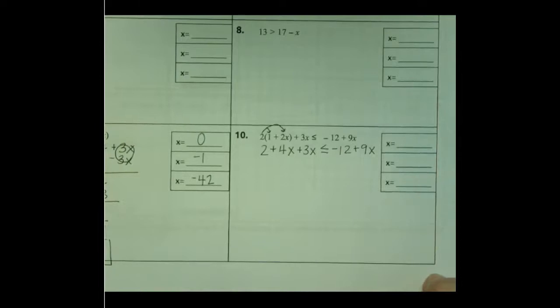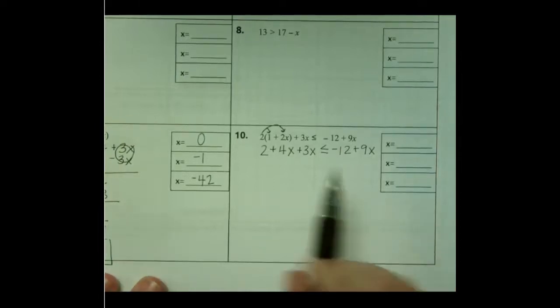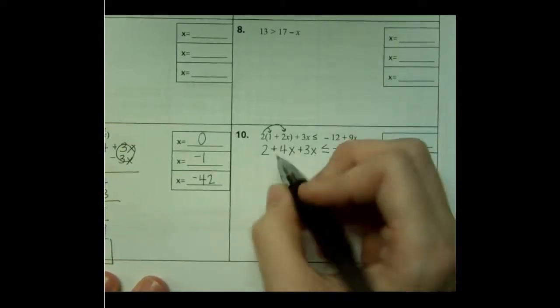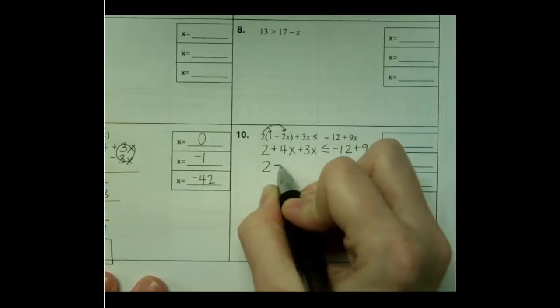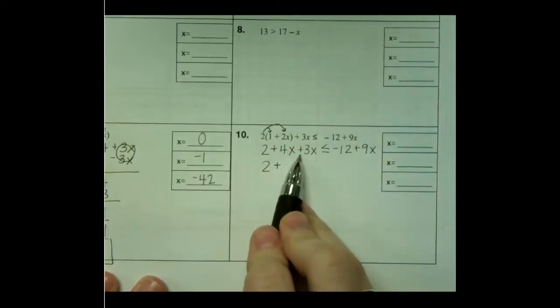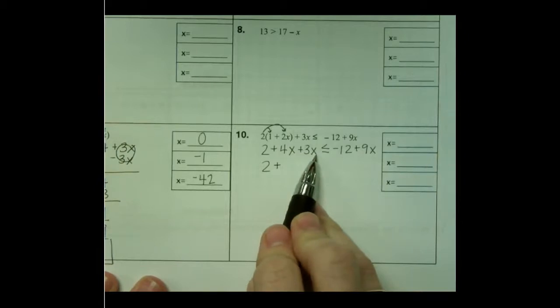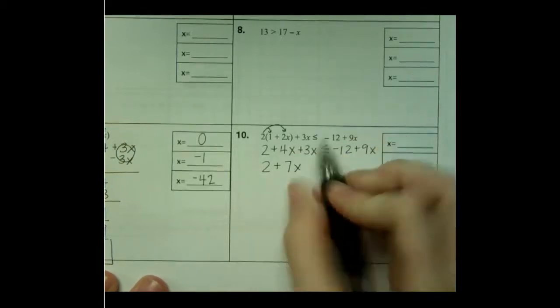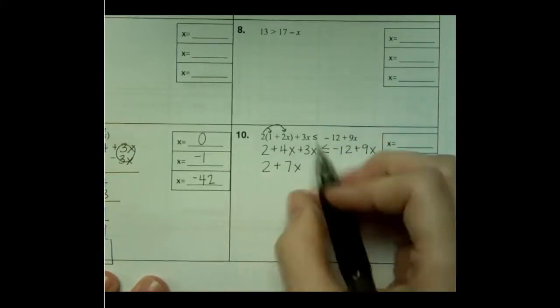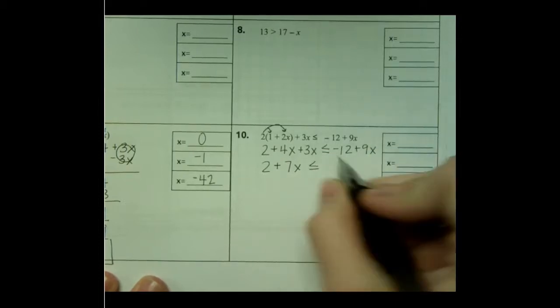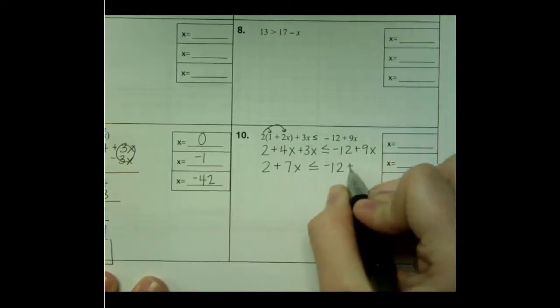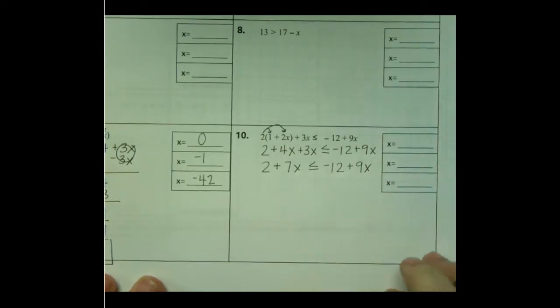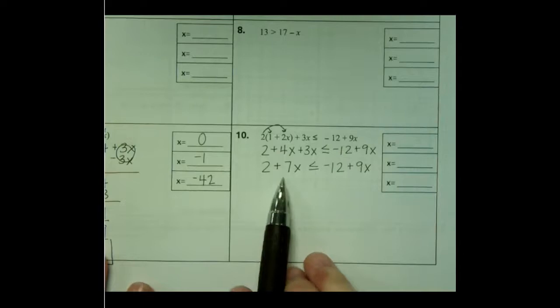Okay, before I start moving these x's around, I want to simplify what I have on my sides. So I've got 2 plus, what is 4x plus 3x? 7x. I can combine them because they both have x's. I'm still keeping my symbol, and I've got negative 12 plus 9x. Now remember, we like for the x to be on this side. So let's try to get all of the x's over to the left side.